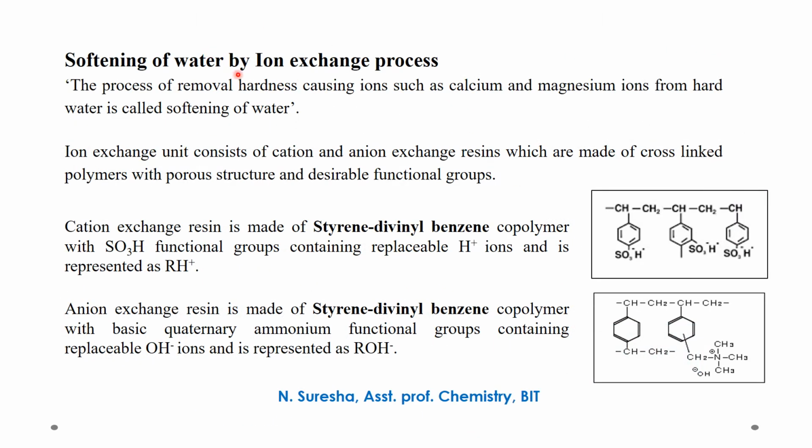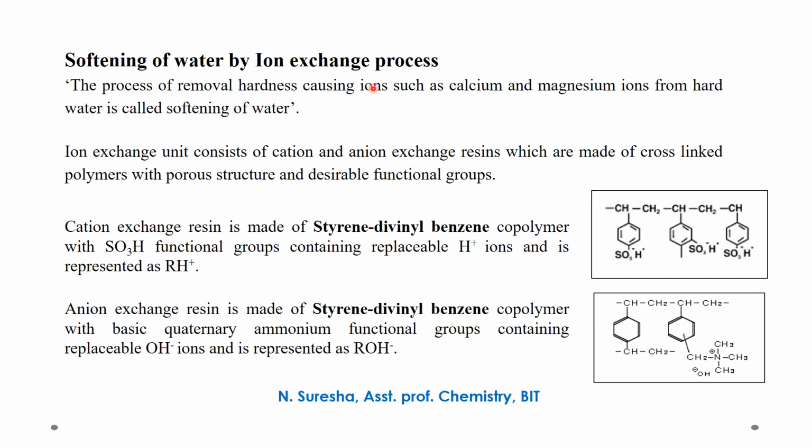Softening of water by ion exchange process. The ion exchange process is an important and advantageous method for the removal of hardness causing ions such as calcium and magnesium ions. Normally the hardness of water is due to the presence of salts of calcium and magnesium: chlorides, sulfates and bicarbonates of calcium and magnesium. These salts cause hardness in the water sample.